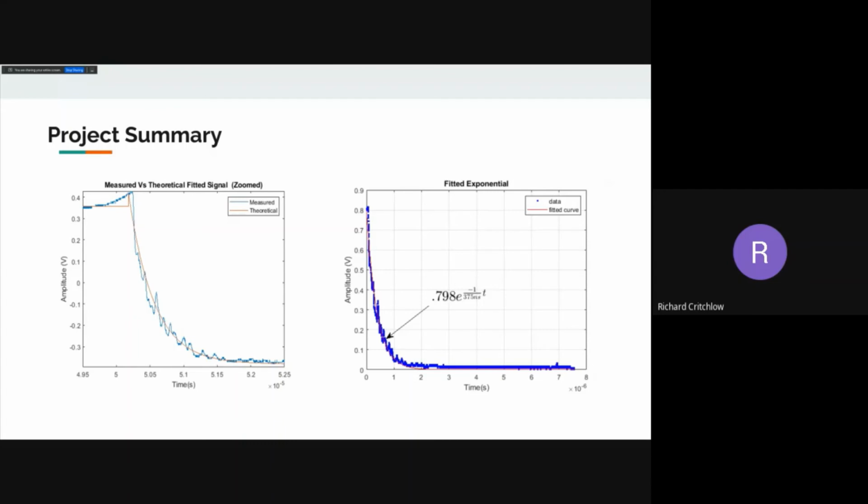And on the left here, you can even see our measured signal versus the theoretical signal, which shows that we are clearly getting a good result that matches what we would expect. And including even on the right with the fitted exponential, our results match what we should be expecting. And our project fits the specs given to us for their requirements.